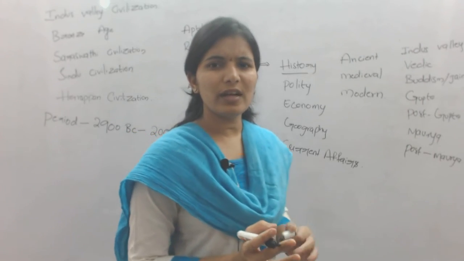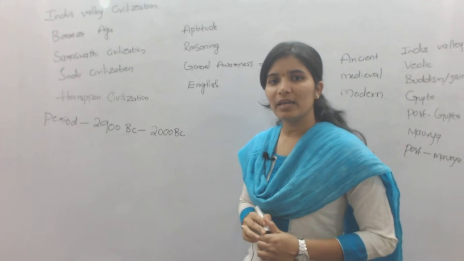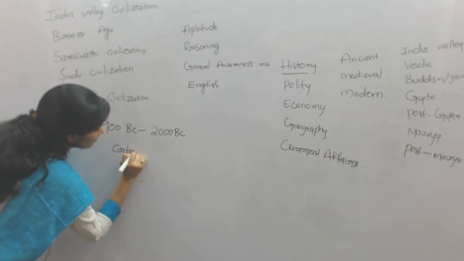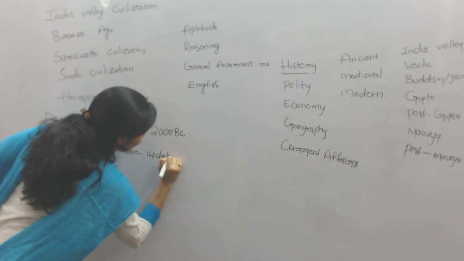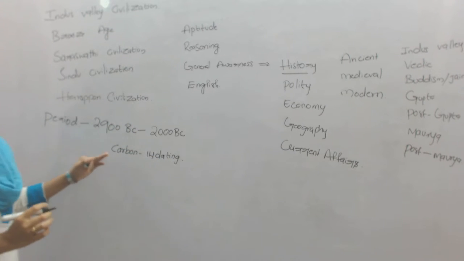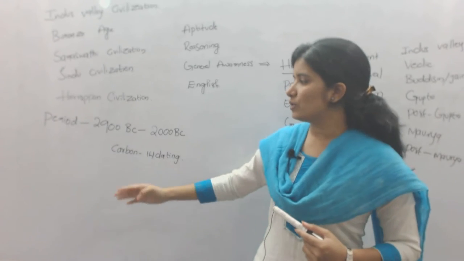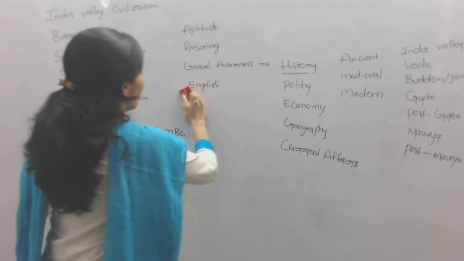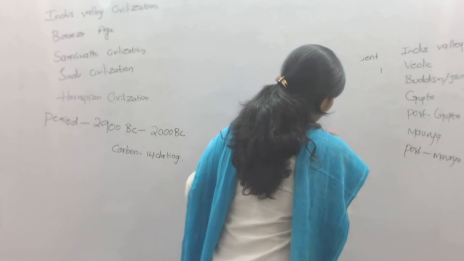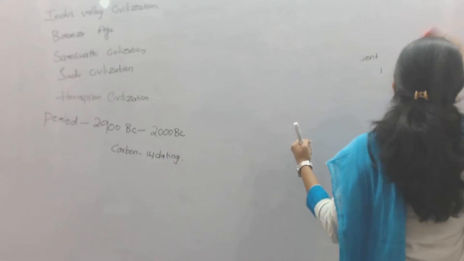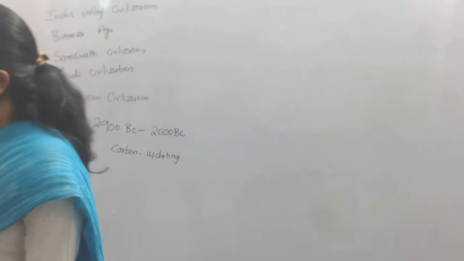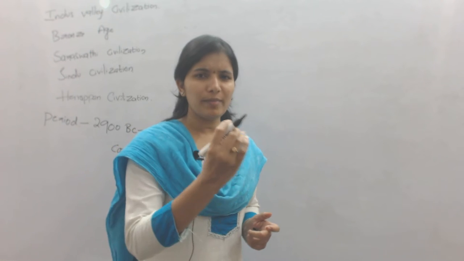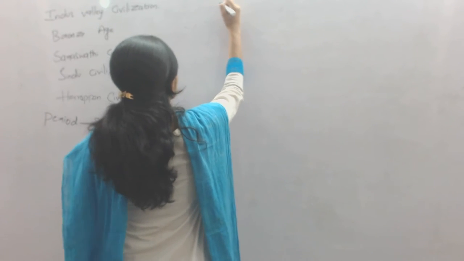How can you say that it is of 2900 to 2000 BC? By a scientific experiment called carbon 14 dating. By this experiment, scientists have said that the Indus Valley Civilization belongs to this period. And after that, we will see the extension of the Indus Valley Civilization from one place to other places.